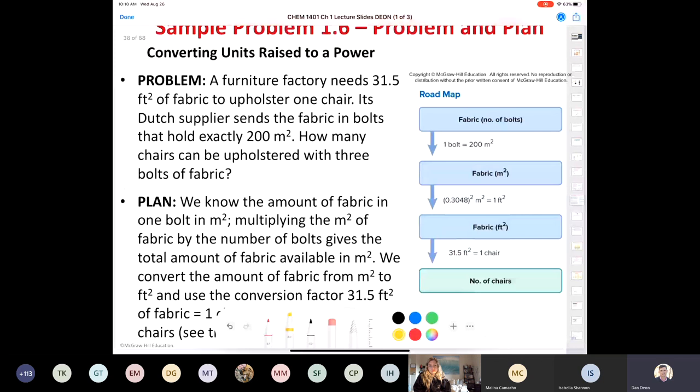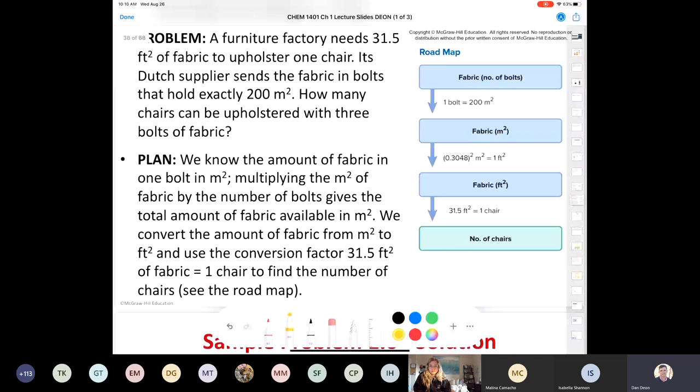So there we go. One bolt has 200 meters squared. What else? We know that there's 0.3048 meters in a foot. So if we square all that, that gives us this conversion factor. And then they told us that you need 31.5 square feet for one chair. So that's right here. Okay, so let's get it set up.